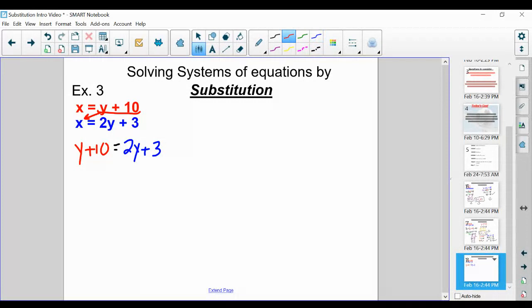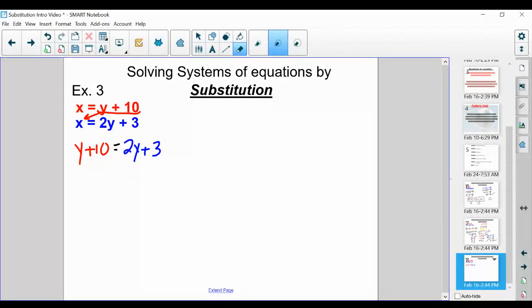And just to give you another visual for that, y plus 10 is the same thing as x because they're equal. 2y plus 3 is the same thing as x because those are equal. So x is equal to x. Something is equal to itself. 2 is equal to 2. 5 is equal to 5. Negative 427 is equal to negative 427. Whatever it is, it's equal to itself. So we can set the other two parts of the equations equal to those.